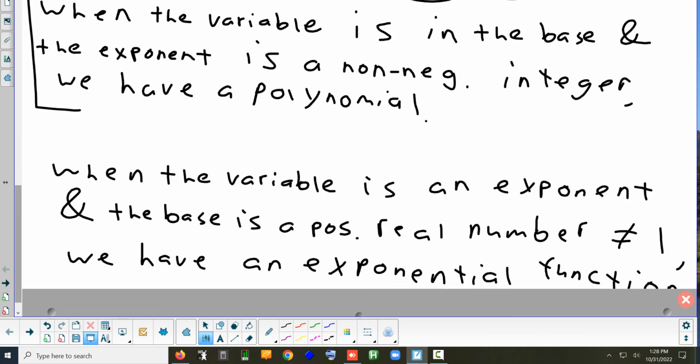Now, on the right, I told you there's two things you have to look for something to be exponential. First is that there is a variable in the exponent. That's one. But the other thing is the base. The base has to be a positive number, any number. This could be a fraction or a decimal, but it has to be positive, and it cannot equal 1. Can't equal 1.